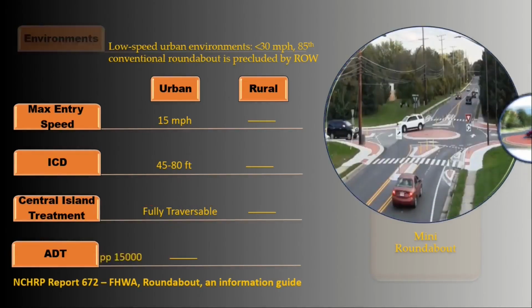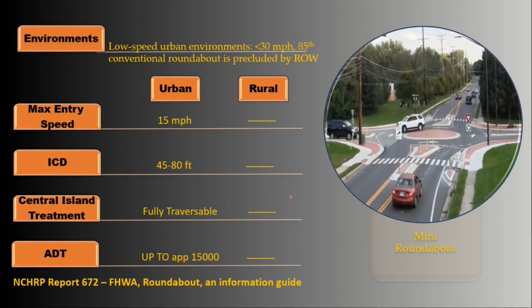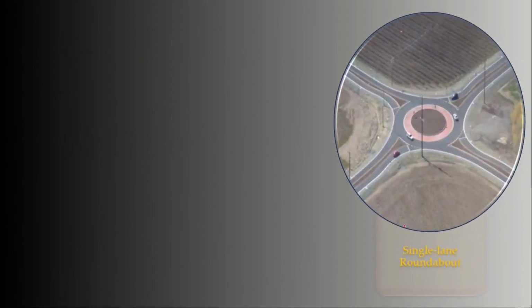The average daily service volume on all legs, below which a mini roundabout is expected to operate without needing a more detailed capacity analysis, is approximately up to 15,000 vehicles per day. And this will be the subject of the third section, where we talk about it more and discuss it in detail. All right, but what about single lane roundabouts?